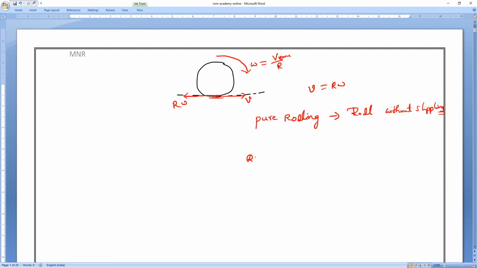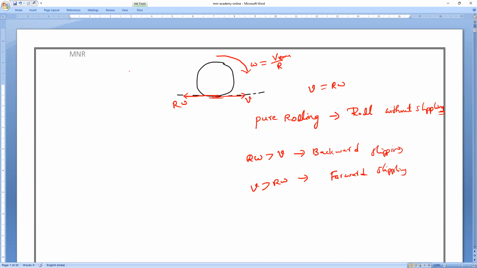If r omega is greater than v, it leads to backward slipping, that is rolling with backward slipping. If v is greater than r omega, it is rolling with forward slipping. That is all we studied in the previous classes.